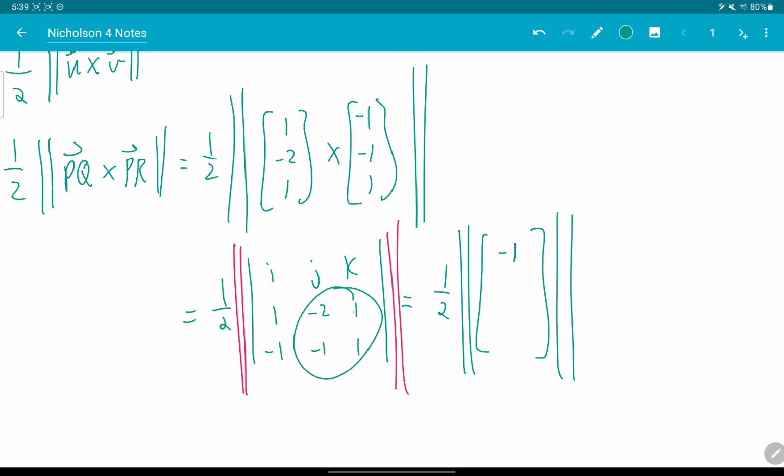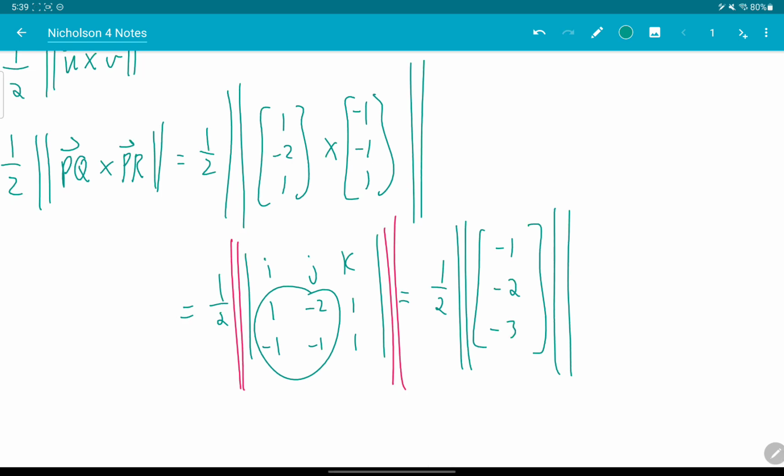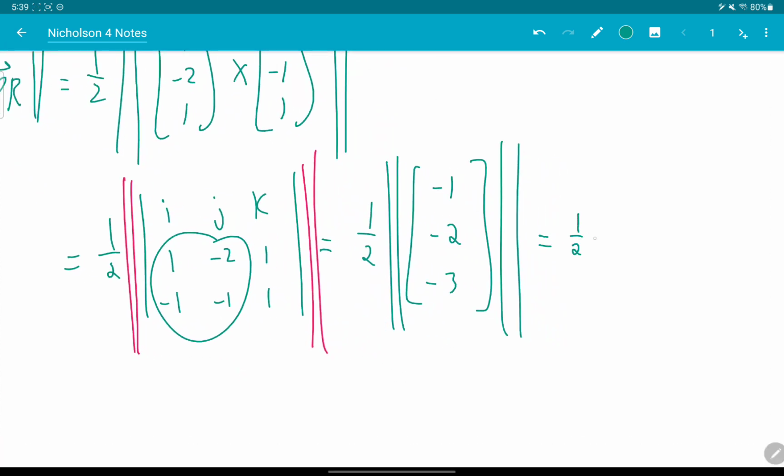So looking here, this determinant will end up here: minus 2 plus 1. And then this determinant, which is 1 plus 1 is 2, minus 2 here. And finally, this determinant will go here. What's that? Minus 1 minus 2 is minus 3. 9 plus 1. Yes, this looks good. So I get a half square root of 1 plus 4 plus 9. So that's 1/2 root 14.